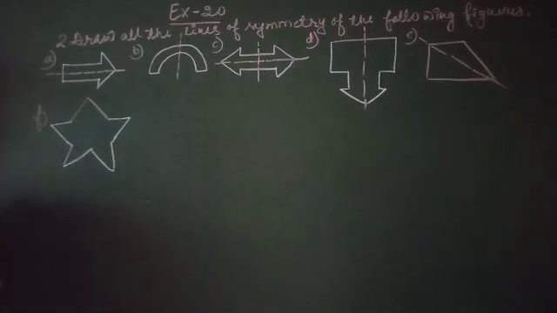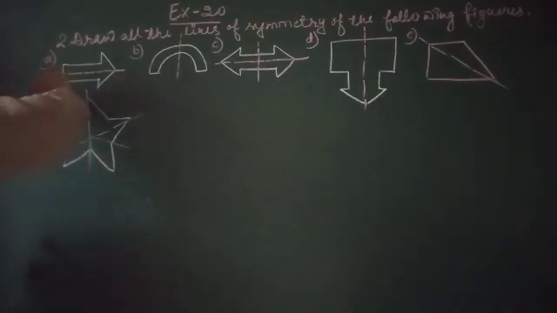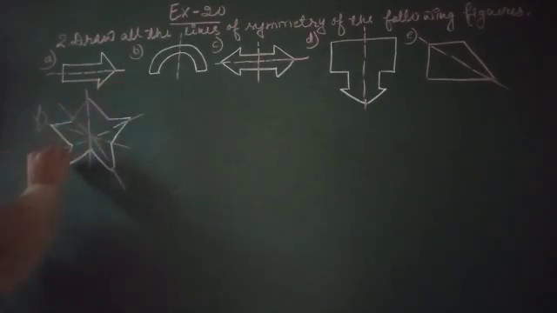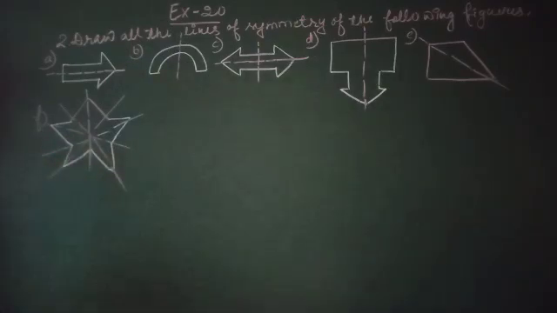In this figure, there are 1, 2, 3, 4, 5. Five lines of symmetry. Okay.